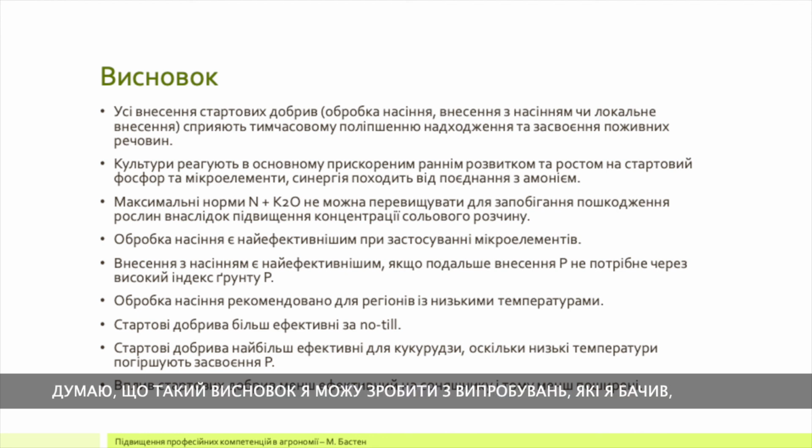I think so far that is what I can conclude based on the trials I have seen, and also based on my experience with different starter fertilizers. I leave it for discussions and questions, and maybe also to see what you consider to apply in Ukraine, and how you work with starter fertilizer in Ukraine.